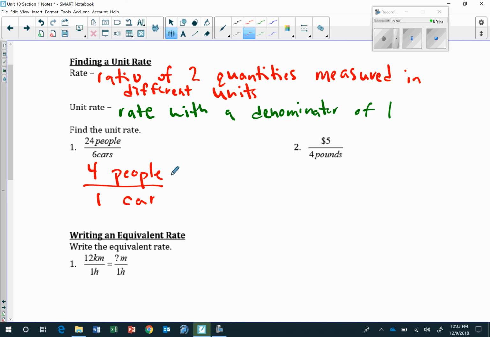For the second one, our denominator is 4. So if we do 4 divided by 4 in order to get 1 pound, which is what we want, we also have to do 5 divided by 4, which is going to give us $1.25. So to find the unit rate, just take the denominator and divide it by itself. So divide the top and the bottom by the denominator.